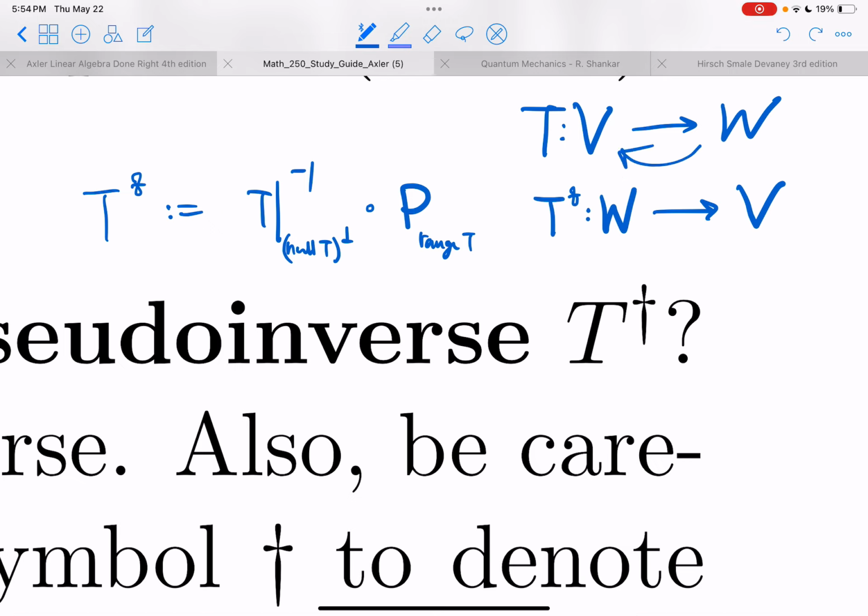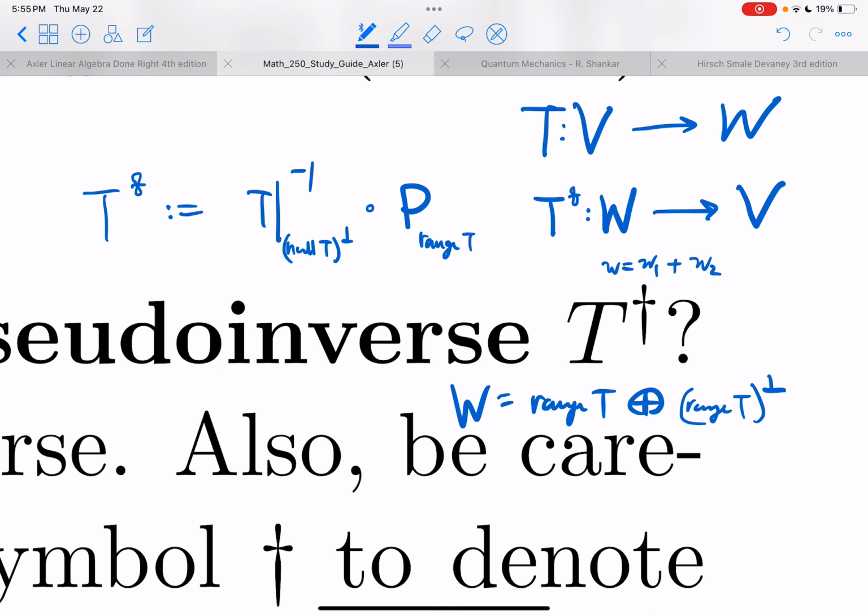And so it's definitely going to go the other way, okay? So what do we do? We take a little vector w, and remember, we know that W is the range of t, orthogonal direct sum, the range of t perp. So a little w can always be written as something in the range plus something in the range perp. And first, when this hits it, it just throws away that piece and takes w1. And then it inverts it from that range back to V, and it spits it out inside of the null t perp, inside of capital V.